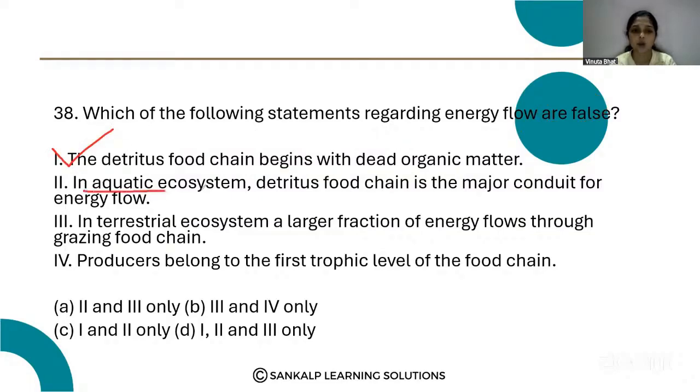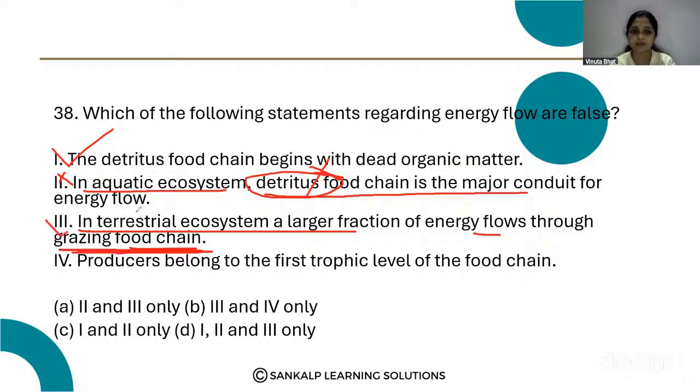In an aquatic ecosystem, a detritus food chain is the major conduit for the energy flow. Major conduit means major channel for the energy flow. So in an aquatic ecosystem, the detritus food chain is not a major channel for the energy flow; here the grazing food chain is the main conduit. Then in a terrestrial ecosystem, the larger fraction of energy flows through the grazing food chain. Yes, that is the correct one.